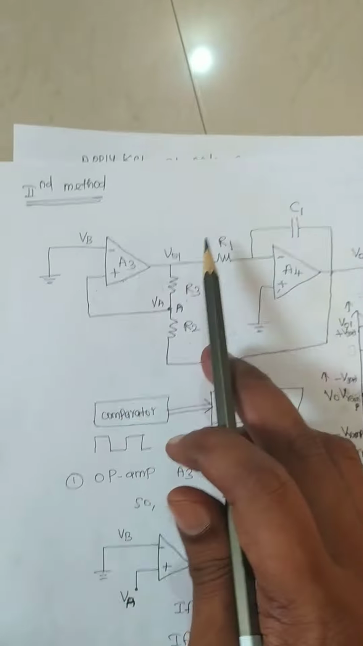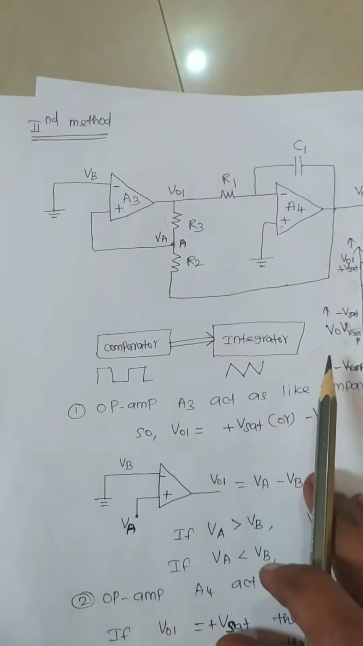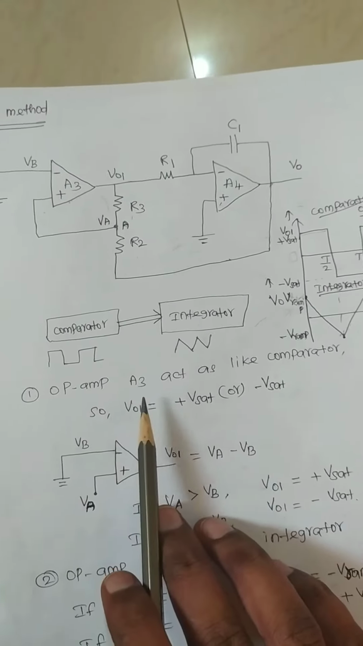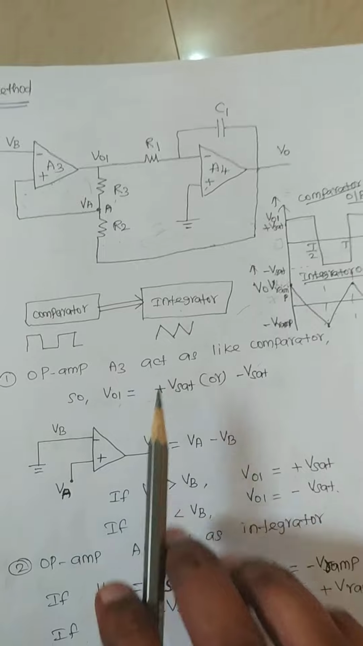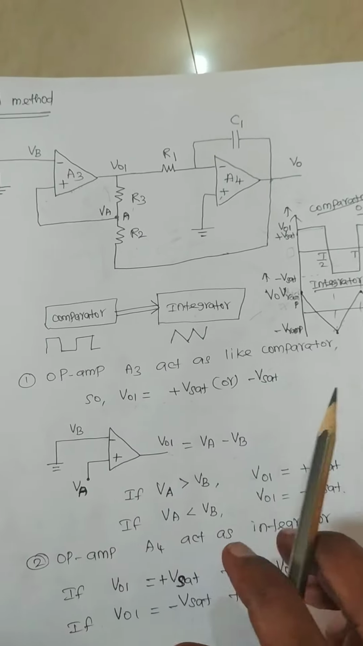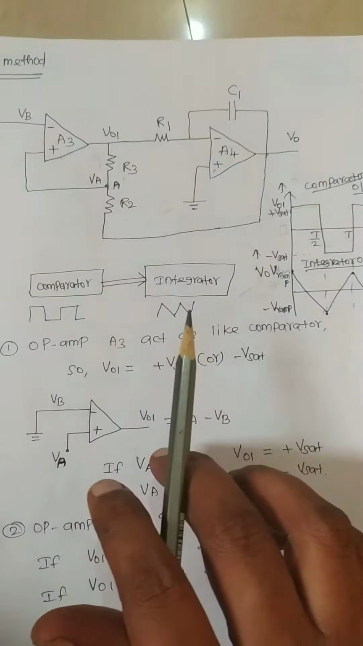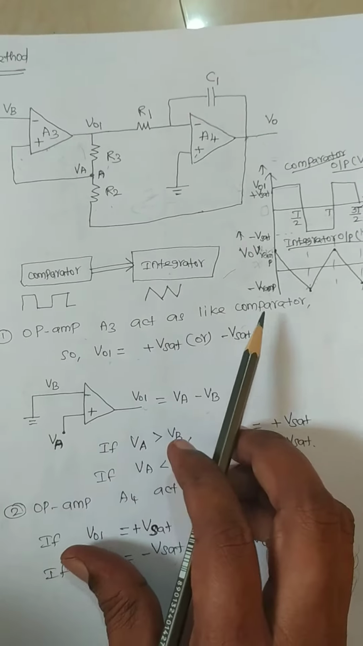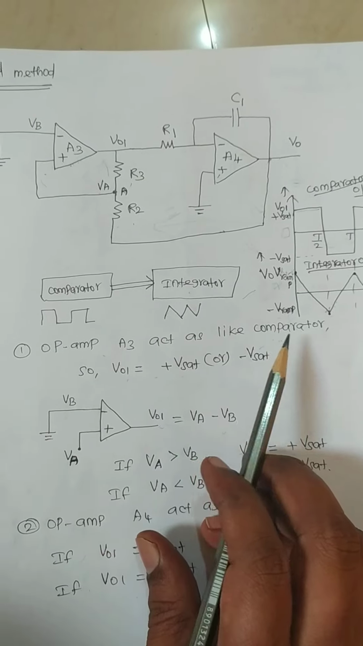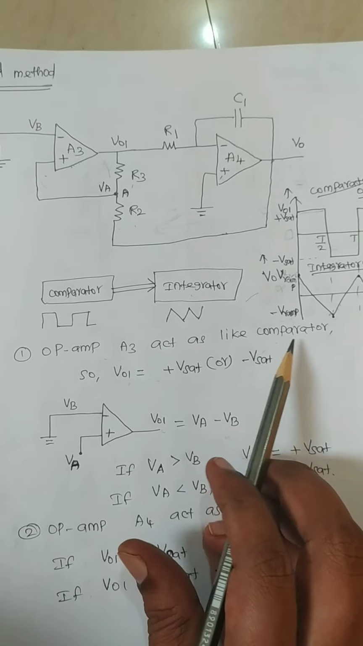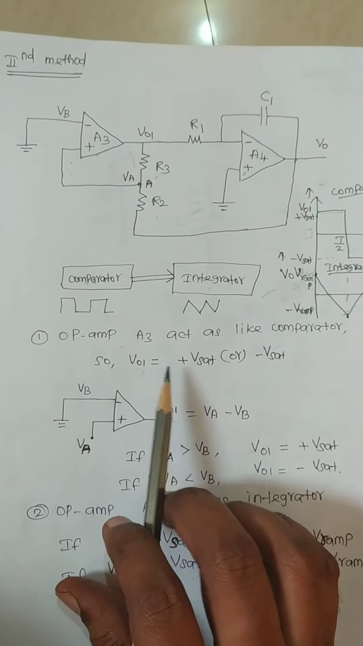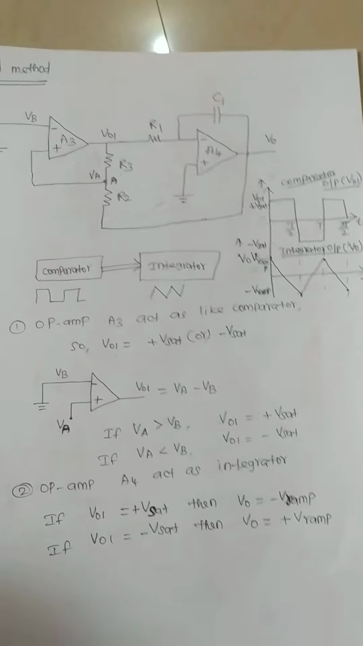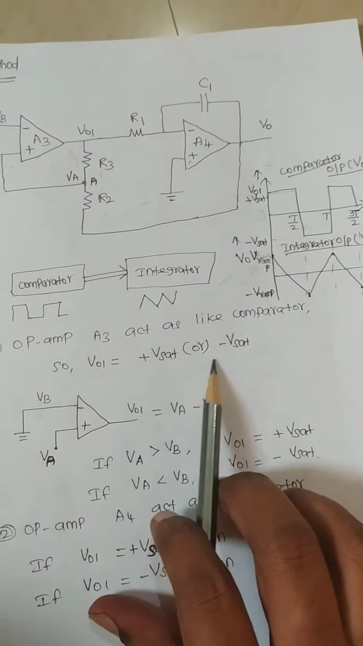In A3 it is a Schmitt trigger, also called a regenerative comparator. So that's the first stage, the comparator. The second stage is the integrator. First we discuss the comparator operation, then the integrator operation, then we will see what the output V0 is. Op amp A3 is a Schmitt trigger, or regenerative comparator. The comparator output V01 is either plus Vsat or minus Vsat.